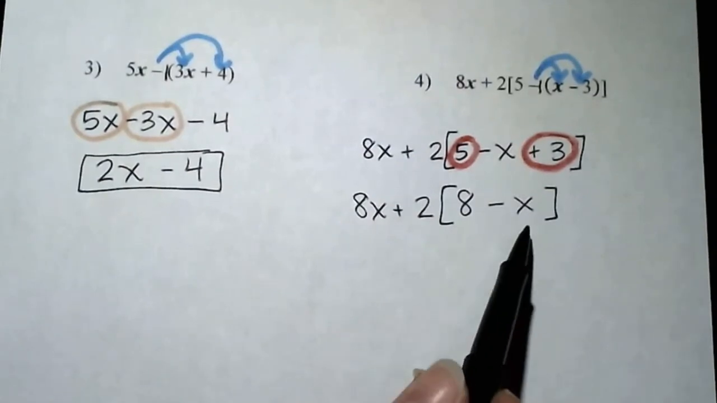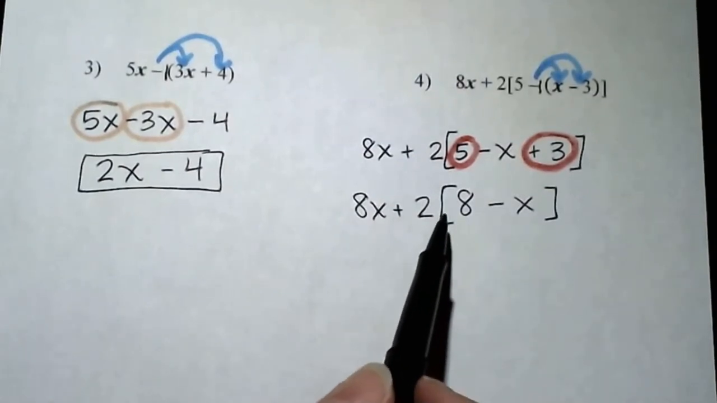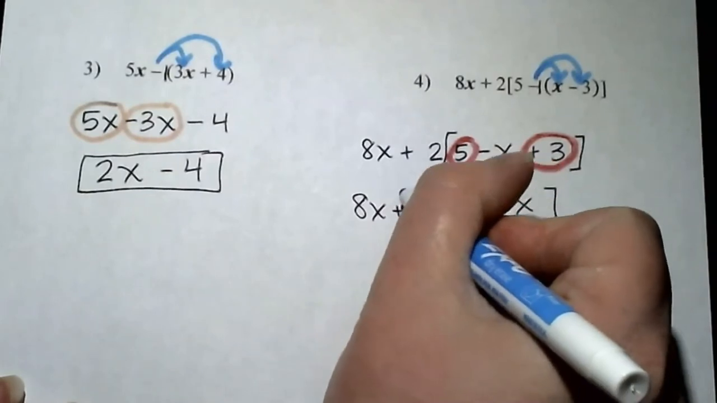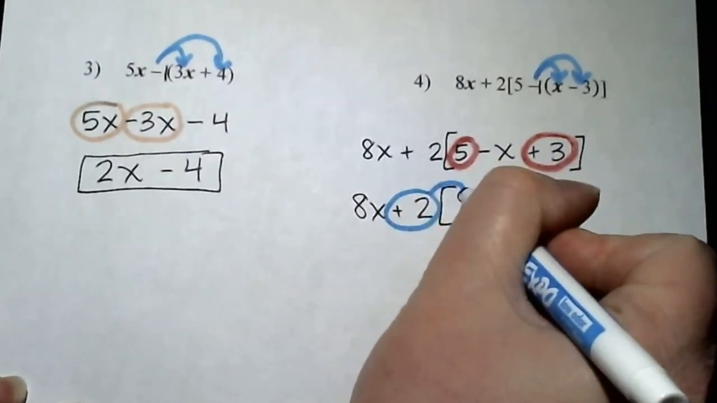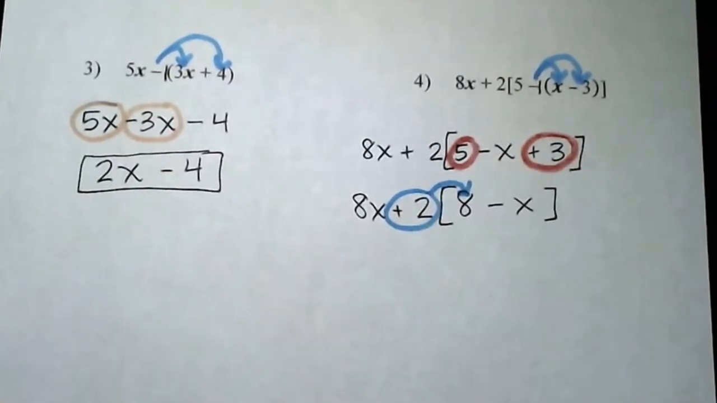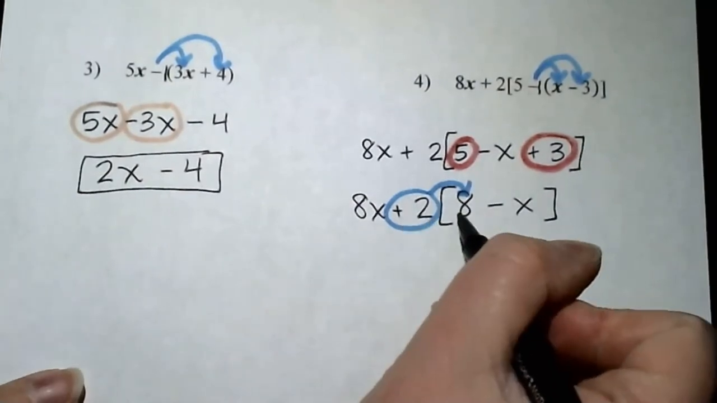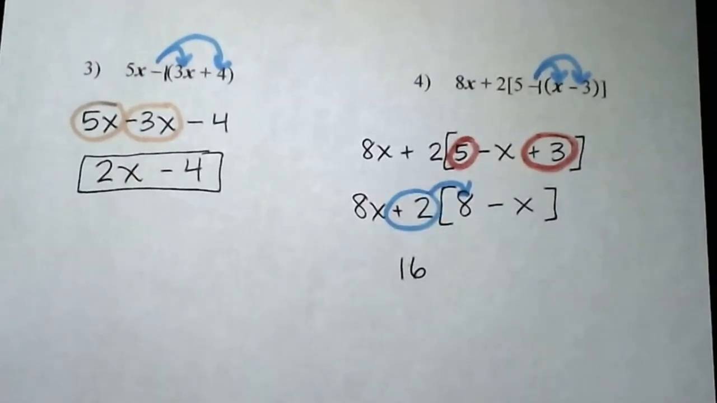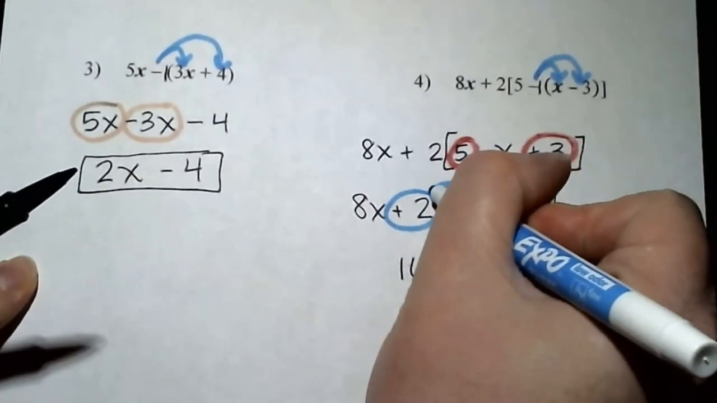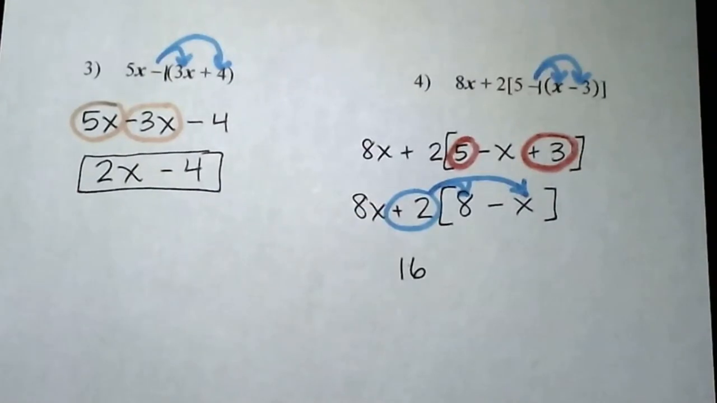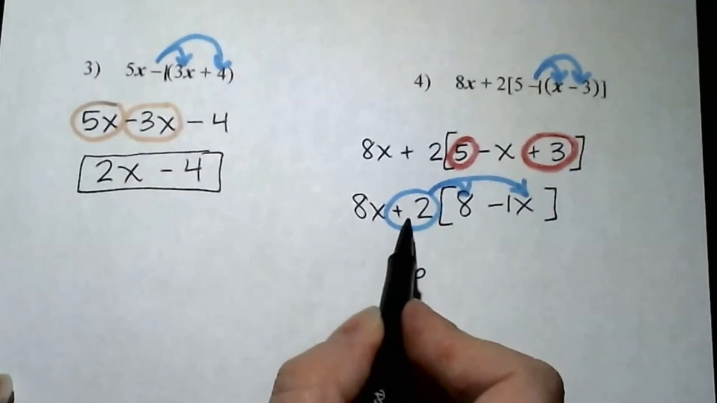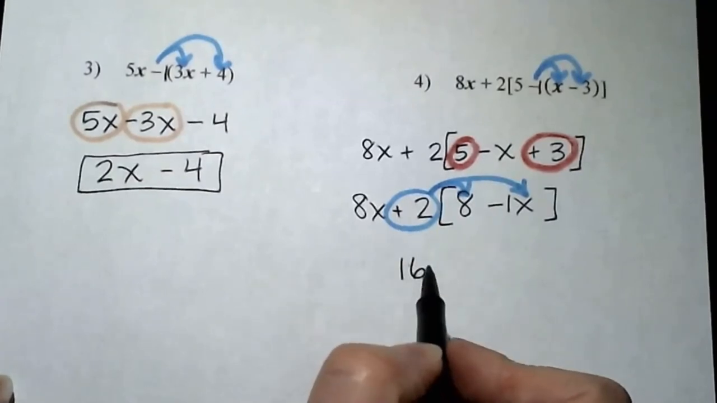That's as much as I can combine, so now the only way to get rid of these brackets then is to distribute again. So I'm going to take my number in front with its sign, so we're going to take this as a positive 2 and distribute it to everything on the inside. So 2 times 8 is 16, and then 2 times negative x is like 2 times negative 1x, which is negative 2x.